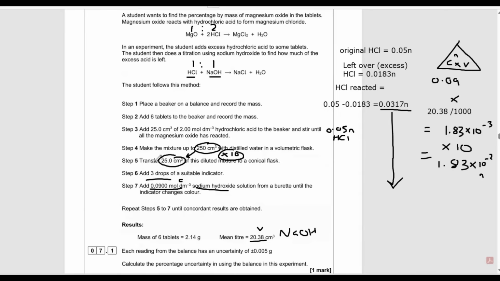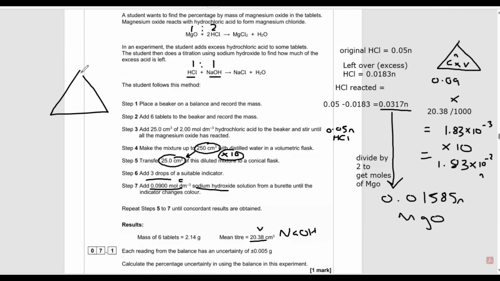Now, we can work out the moles of magnesium oxide from that because the ratio is 2 to 1. So we need to divide 0.0317 by 2, and this will get us the original moles of magnesium oxide. So 0.0317 divided by 2, we get 0.01585 moles of MgO.